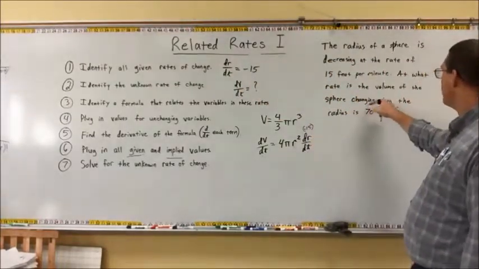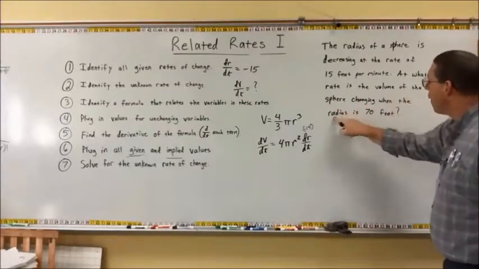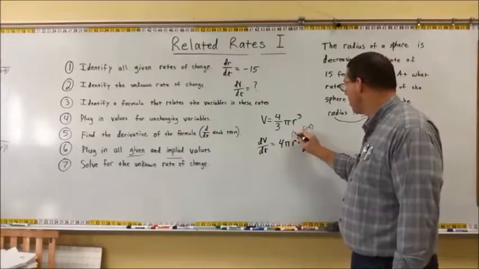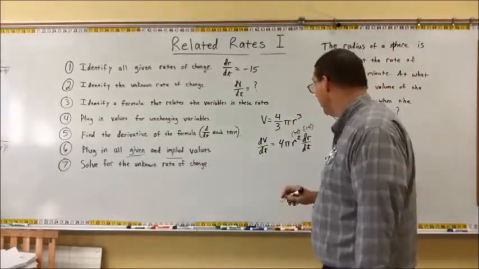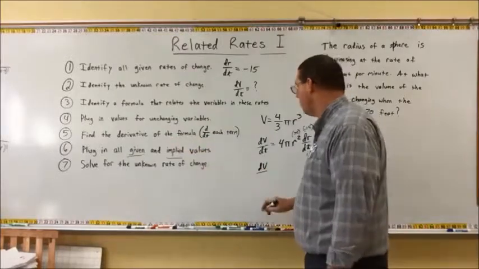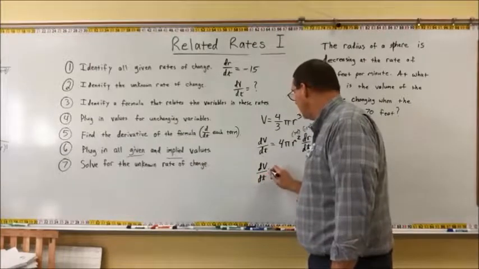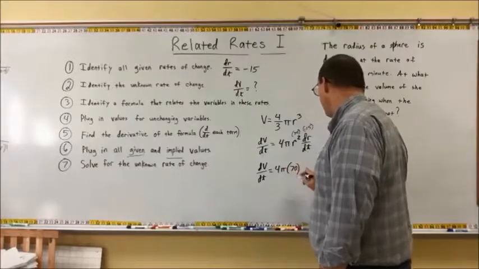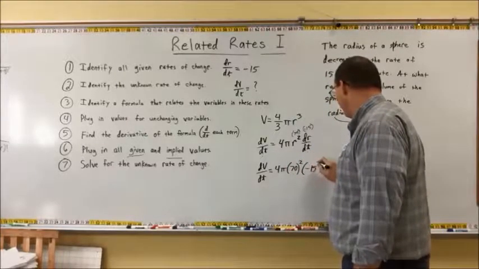And the question says, at what rate is the volume of the sphere changing when the radius is equal to 70? So that means the radius here is 70. That's a big number. We're going to square that number, so we'll probably use a calculator. So that's step 6, plug in all given and implied values. Now step 7, solve for the unknown rate of change. dv dt is 4 pi, and then 70, the radius, squared, times dr dt, which is negative 15.